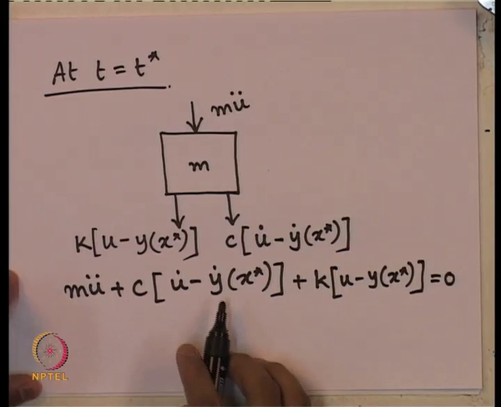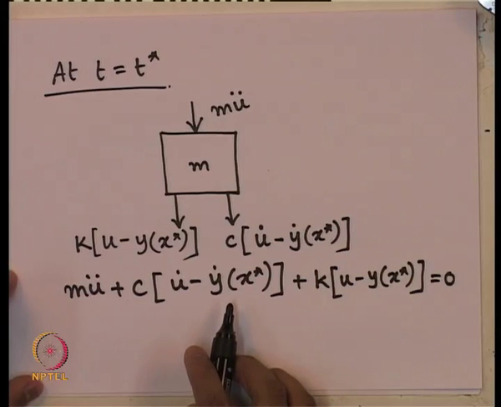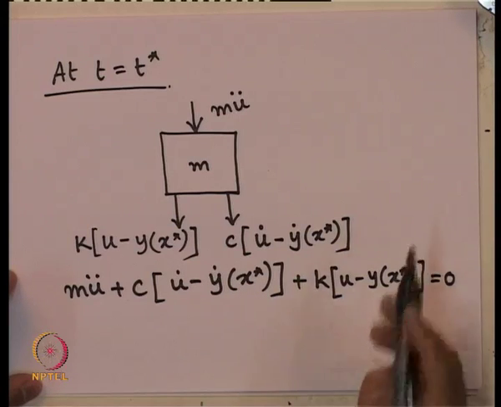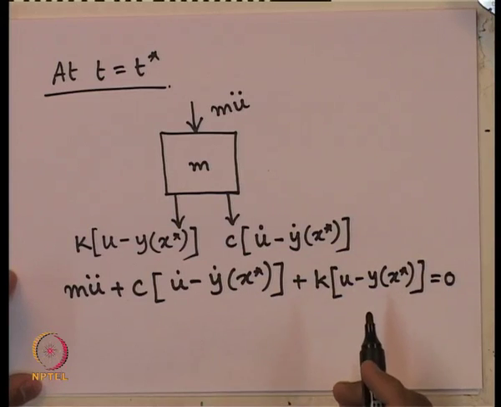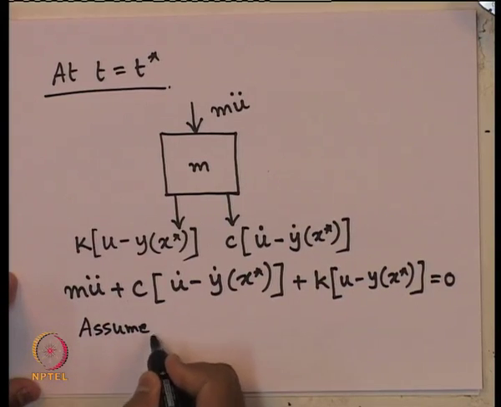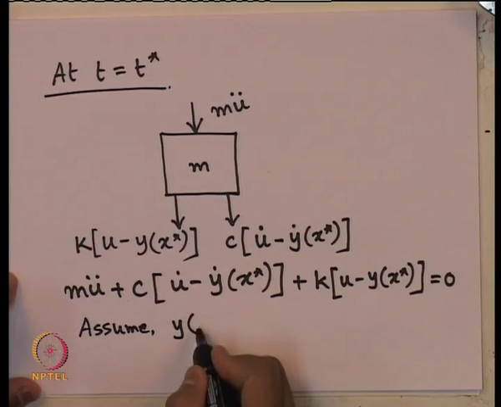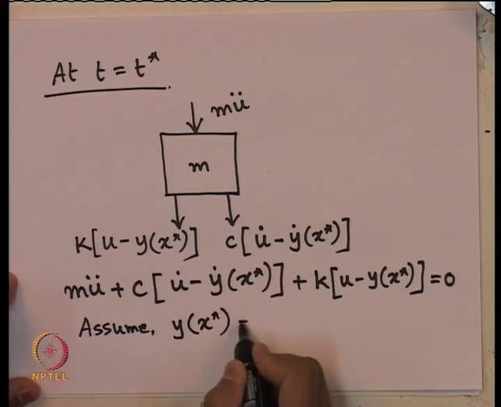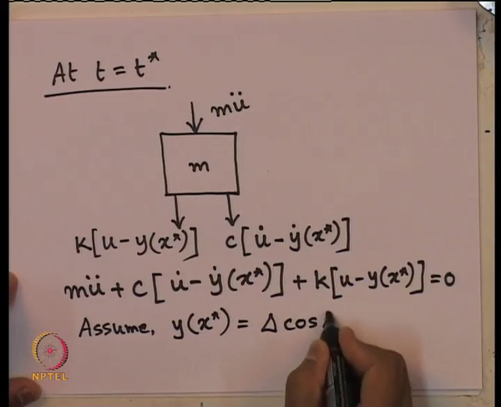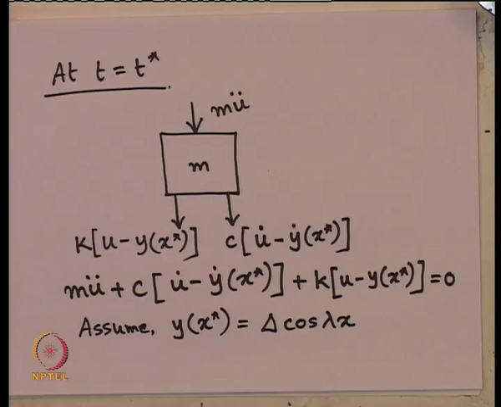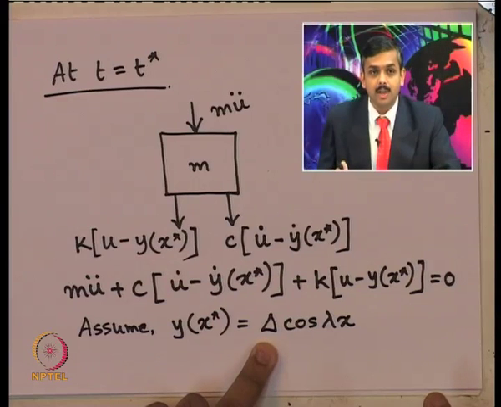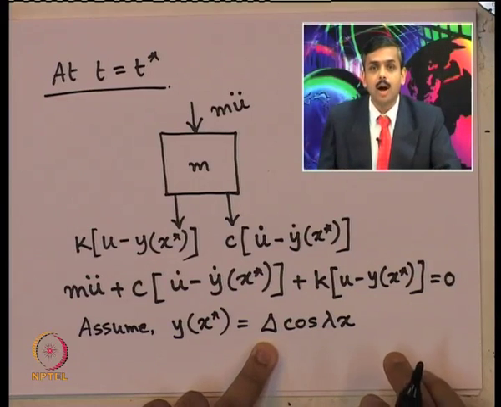Now, let us assume this y function as a function of x, which just now we have considered as a harmonic function, right. So, assuming the undulations of the ground y of x star as a harmonic function, say delta cos of lambda x, where delta is the amplitude of the displacement at the ground and it is following a harmonic pattern.